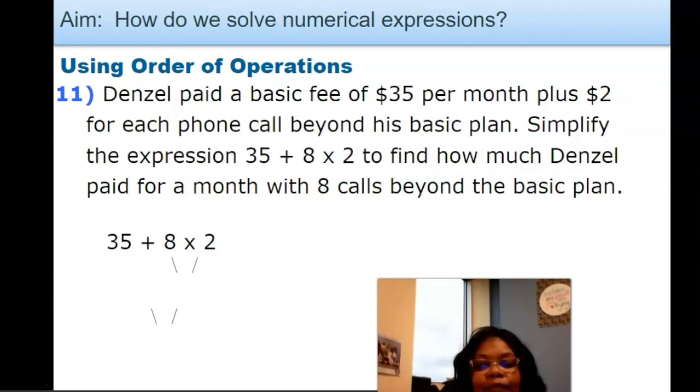What's 8 times 2, friends? Think. Good job. 16. And then we do what? Good job. Rewrite the problem. And our problem is 35 plus 16, guys. Go ahead and write 35 plus 16 on a piece of paper and work that out. And come back when you're ready to check your work.